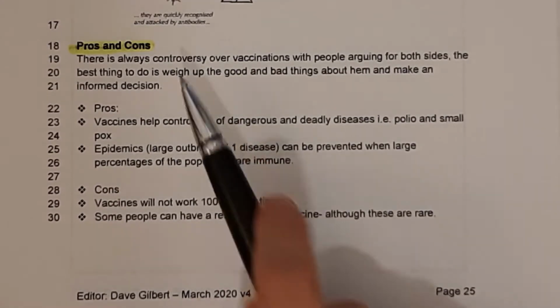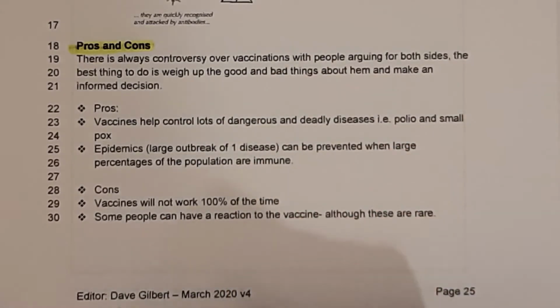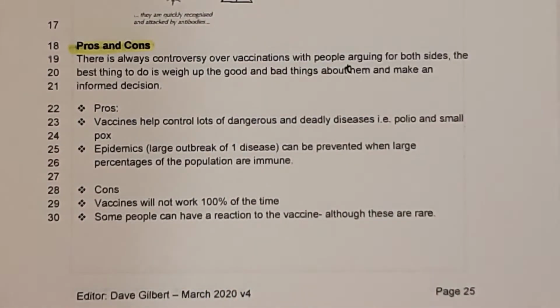So when we say controversy, we mean that it's controversial, that it's argued about, people have differing opinions. They have very differing opinions when it comes to vaccinations, and people will argue for both sides. The best thing you can do is weigh up the good and bad things about them and make an informed decision. So let's find out the information and make the best decision for ourselves, rather than believing what other people tell us. Look at the evidence and decide.